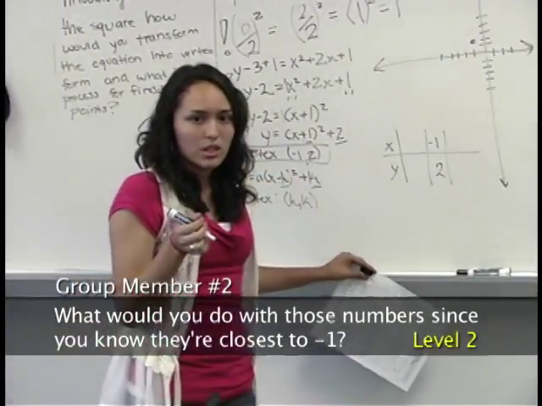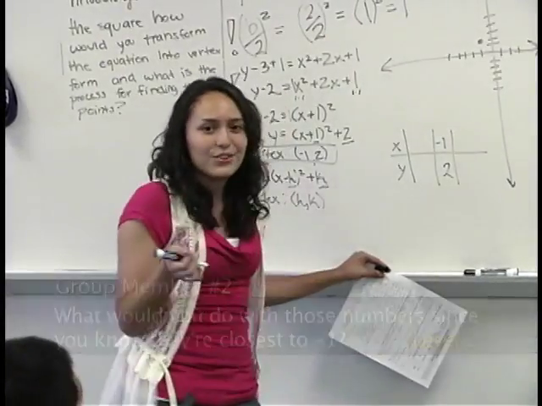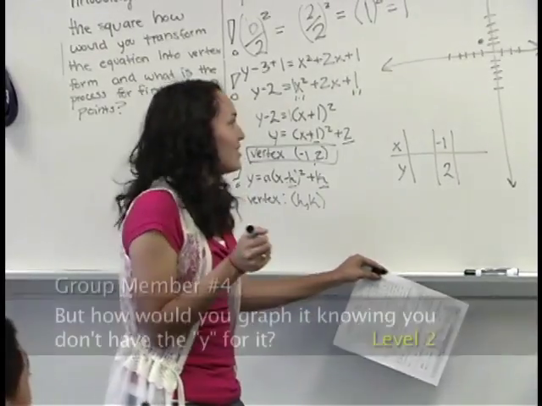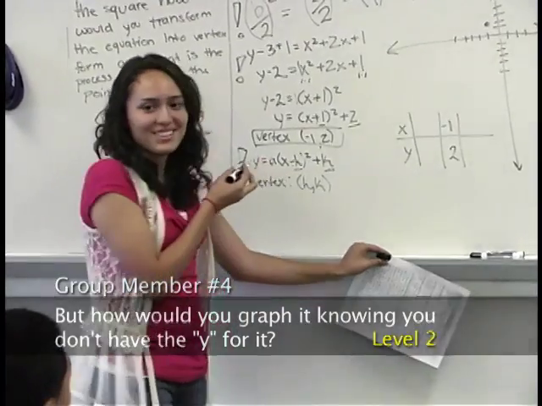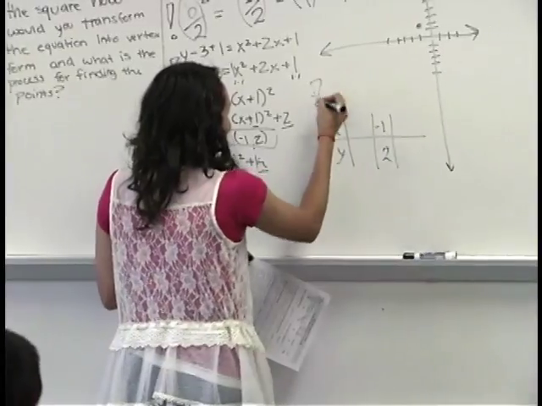What would you do with those numbers, since you know they're closest to -1? You would graph it because it's closer and it makes it easier for you. How would you graph it knowing that you don't have a y for it? Good question. I just had a very aha moment.